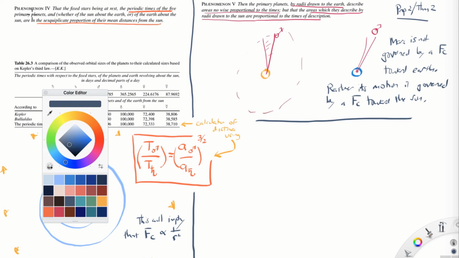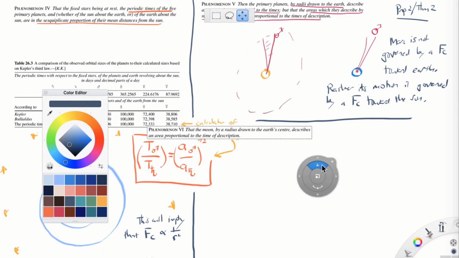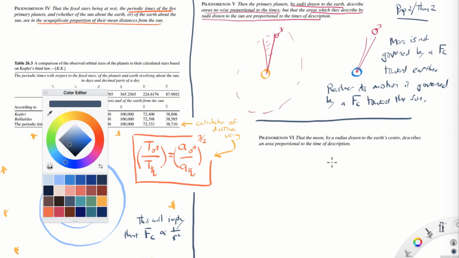And then let me just say one other thing. Let me talk about his phenomenon 6. Okay, here it is, phenomenon 6. I'll read it. That the moon, by a radius drawn to the Earth's center, describes an area proportional to the time of description. So if you draw the Earth, let's say right here. So here is the Earth.